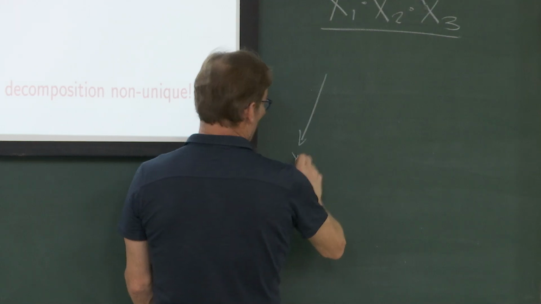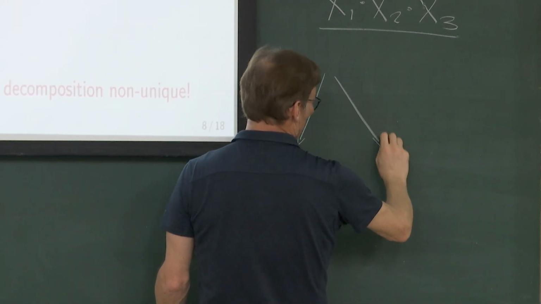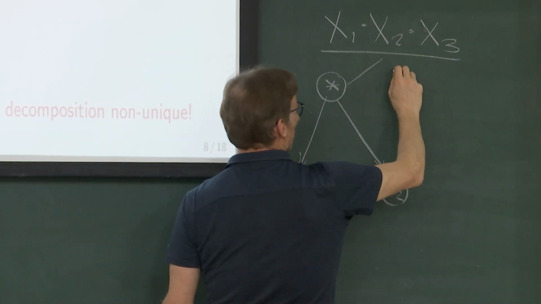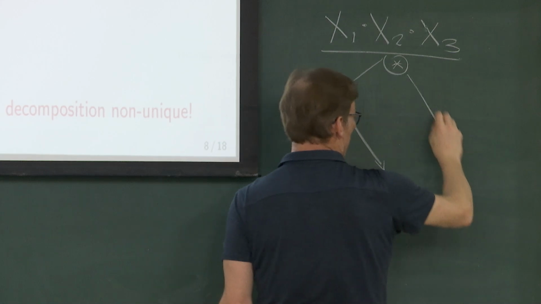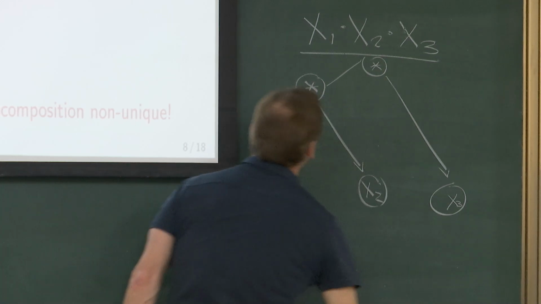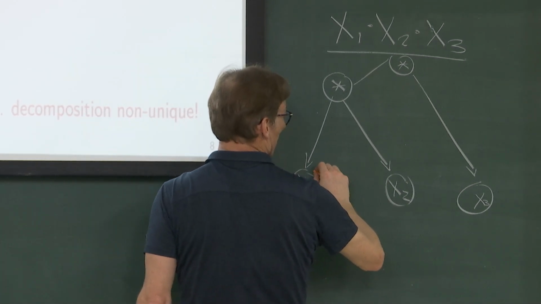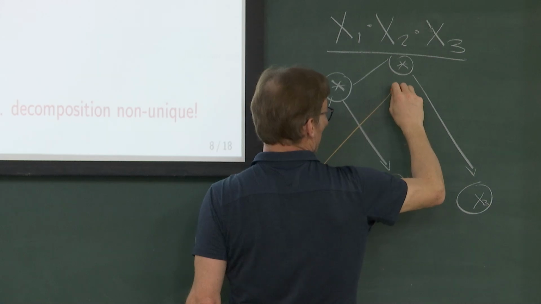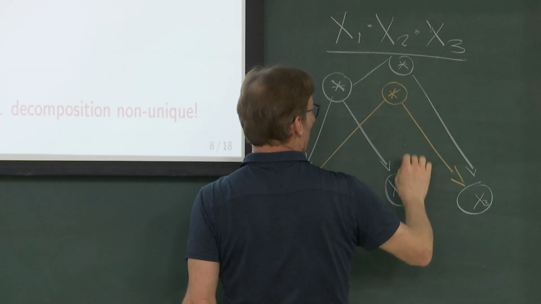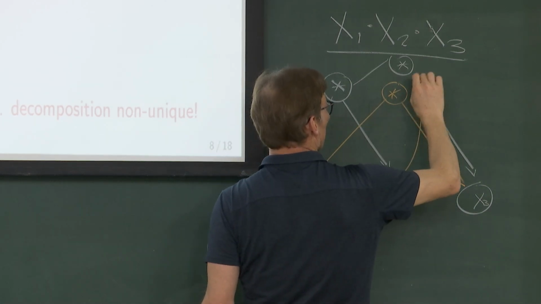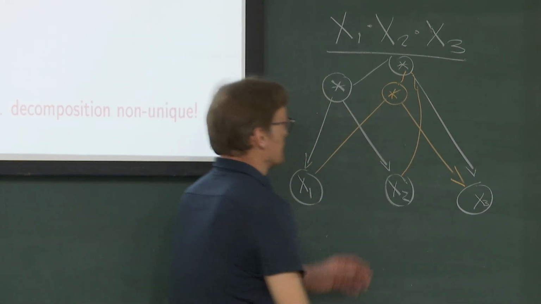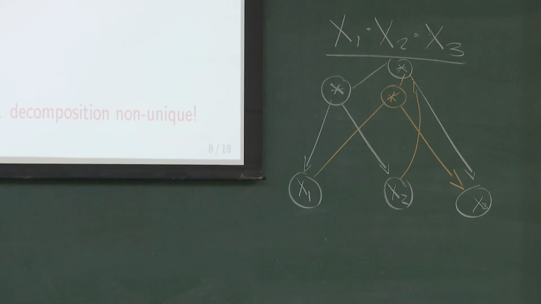I can multiply x1 with x2 and then multiply the result with x3, or I can do another one where I first multiply x1 with x3, and then I multiply the result with x2. And then I can do another one. So you can do many different ways of rewriting this.